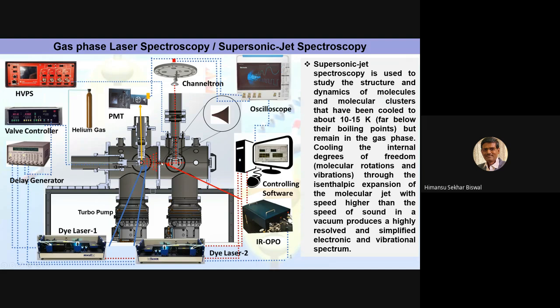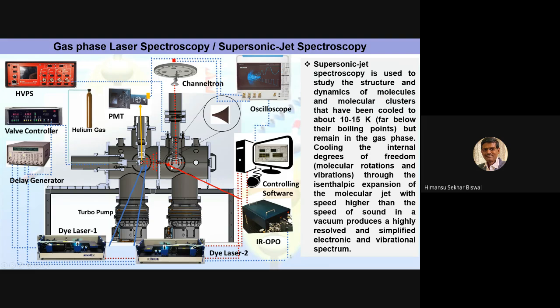We take the middle part of this one to do the experiment. Then we put a skimmer here to select only the middle part. Again, we make a very selective molecule, the cold molecule, taking one molecule at a time. Then we use the laser to excite the molecule.